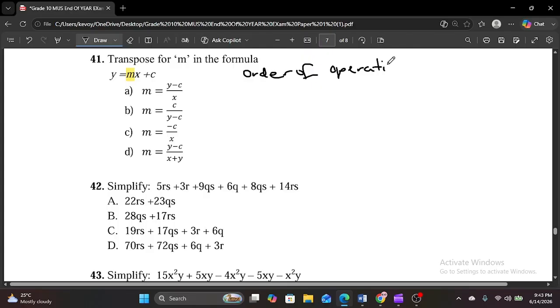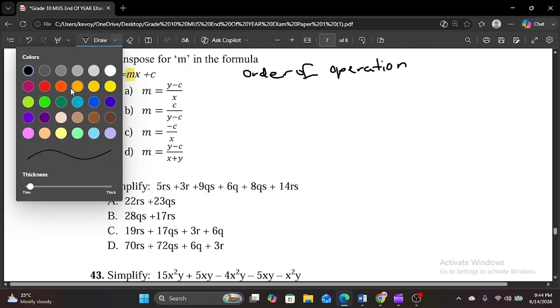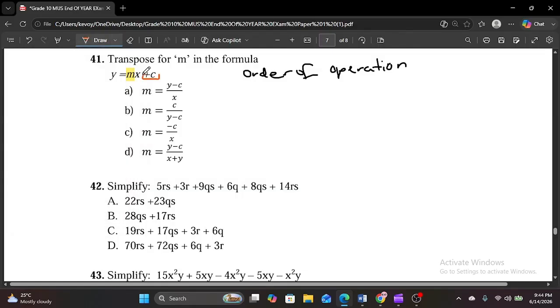All right, so that means that because the order of operations says that we're supposed to multiply before we add, when we transpose, because we're doing the opposite, we're going to move away the addition first. So this c right here, that's being added, we're going to move it over to the other side of the equal sign. So if I move over that c, I'm going to have y minus c is equal to mx. Once finished, we want to transpose for m. That means that we want to make m the subject of the formula.